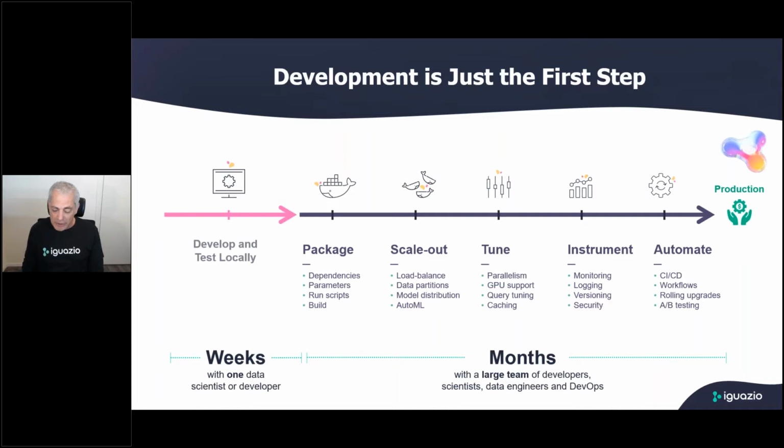We also need to think about instrumentation, logging, monitoring, versioning, security, and applying automation to all the flow, CICD workflows, rolling upgrades, A/B testing, etc. So where people start, they're very optimistic initially. Yeah, we're going to finish everything in a couple of weeks, but eventually they see that there's so much work in turning some projects and each component in the project into a production artifact. It's a very big effort.